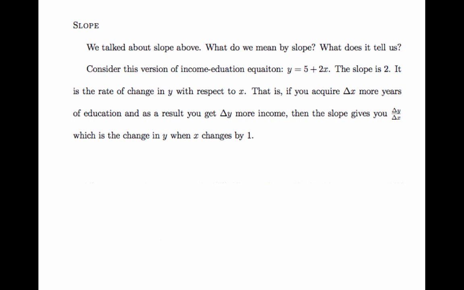Another way to think about the slope is as follows. If you change your education level by delta x amount, where delta, this Greek letter, signifies change in something. So in this case, delta x is the change in x, or in other words, the change in your education level. And as a result, if your income changes by delta y amount, then the slope gives us this ratio of delta y to delta x. So this is another way to think about the slope. So slope can be calculated by the amount of change in your y variable, delta y, divided by the amount of change in your x variable, delta x.